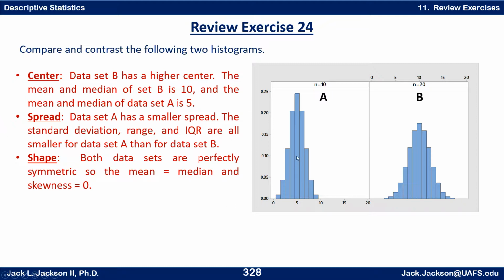Data set A is less variable. Data set B is more variable. So data set B has a higher variability, that is a higher standard deviation, a higher range, a higher interquartile range, a higher variance than A. Smaller standard deviation on A. As far as basic shape, they're the same. They're both perfectly symmetric. So in both cases, the mean and median are the same and the skewness is 0. And in fact, the mode is the same as the mean and median as well.